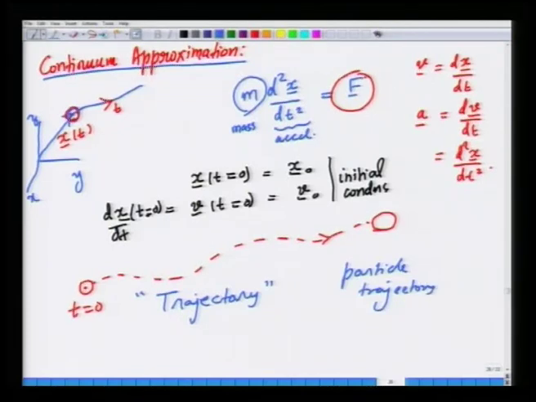This is simply the positions of the particle at various time instances as you follow the particle, and this is at time t equal to 0, it is at time t. So, this is the position of the particle at time t. This is how one tries to understand motion of point particles in Newtonian mechanics.